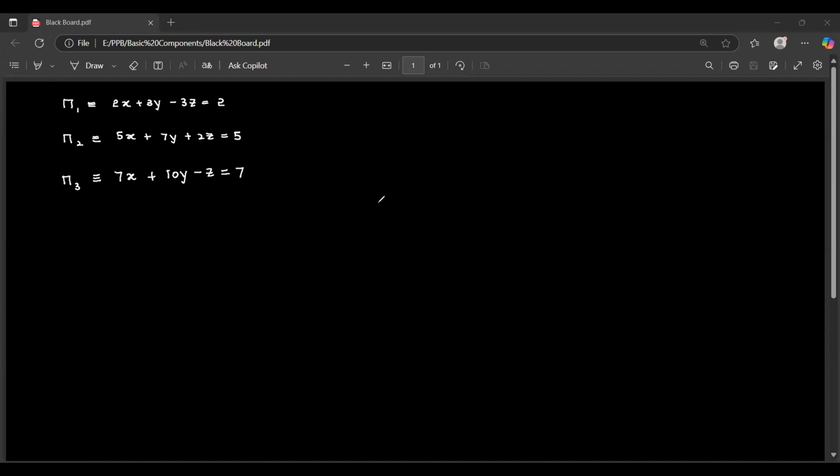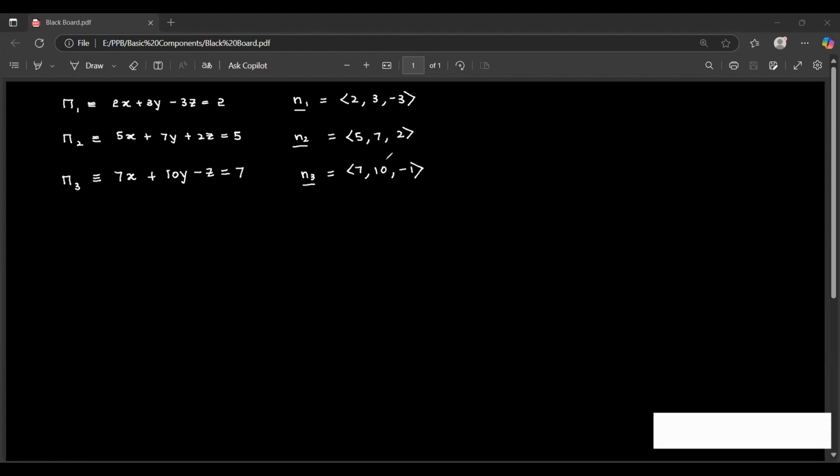Now in this question, you have to prove these are not parallel to each other, right? How can we show that? Well, n1 can be given as 2, 3, and minus 3. n2 can be given as 5, 7, 2, and n3 can be given as 7, 10, and minus 1. So here we can clearly see n1 is not parallel to n2 and not parallel to n3.